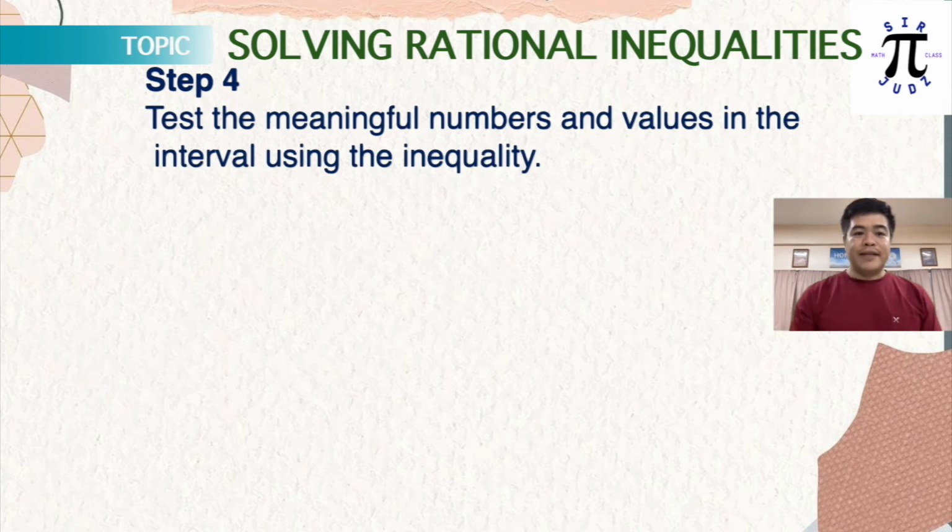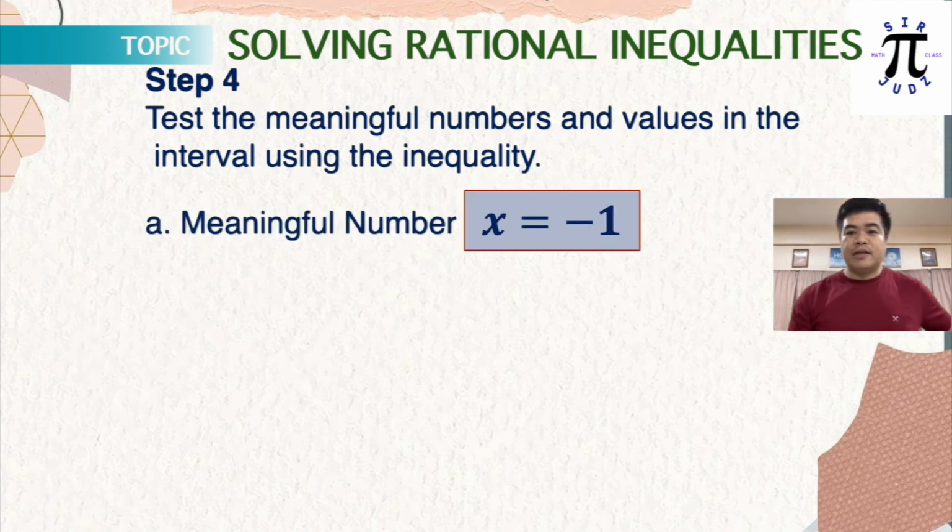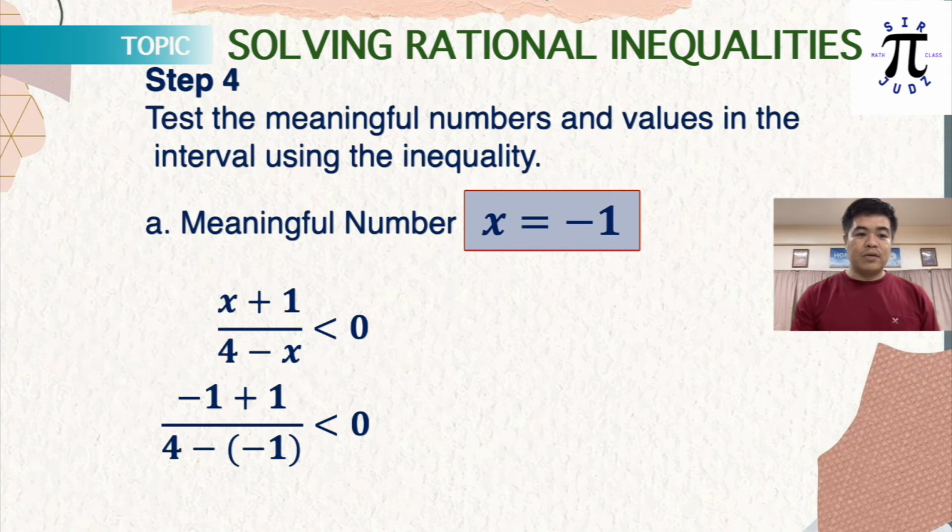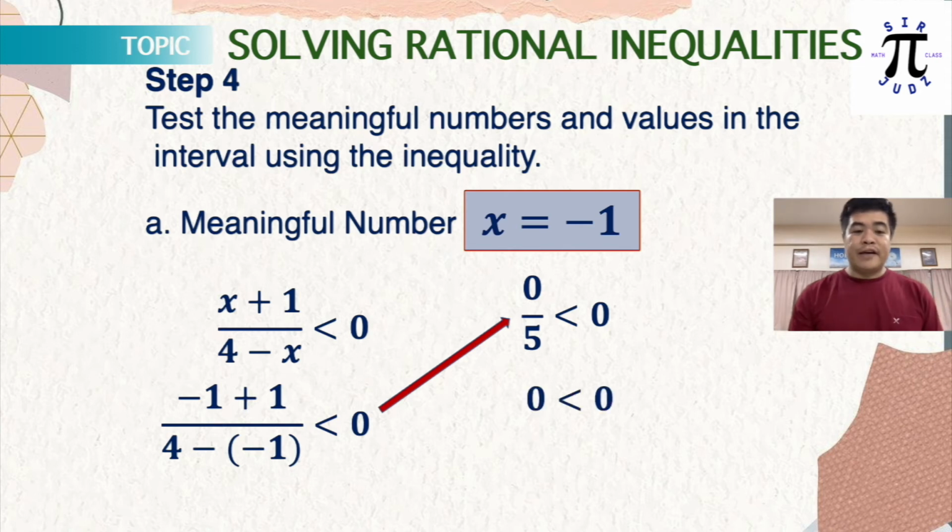Step number 4. Test the meaningful numbers and values in the interval using the inequality. So, one of the meaningful numbers is negative 1. So, testing negative 1, we're going to substitute it to the original rational inequality, x plus 1 over 4 minus x less than 0. So, yung x, papalitan natin ng negative 1. So, you will have negative 1 plus 1 all over 4 minus negative 1. So, negative 1 plus 1, 0. And 4 minus negative 1, so that is 5. So, therefore, 0 over 5 is 0.